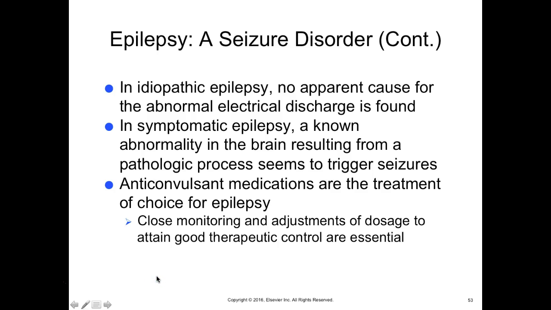In idiopathic epilepsy, there's no apparent cause for the abnormal electrical discharge. In symptomatic epilepsy, a known abnormality in the brain is what causes the seizures. Anticonvulsant medications are the treatment of choice for epilepsy, along with close monitoring. And of course, people with epilepsy are not going to be able to drive automobiles.